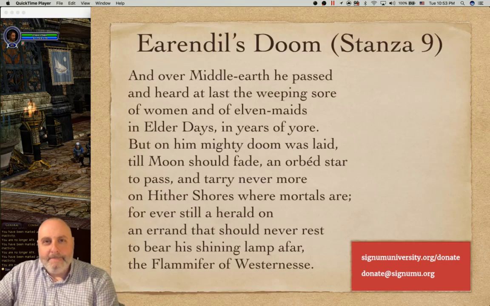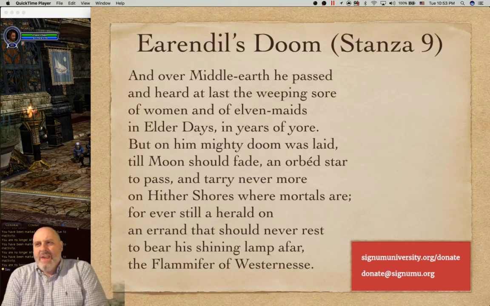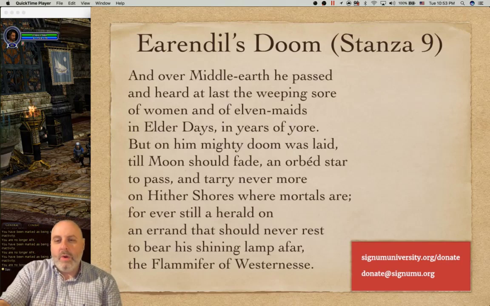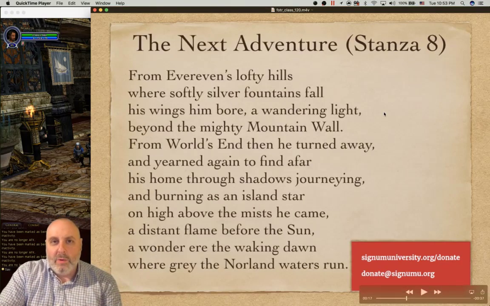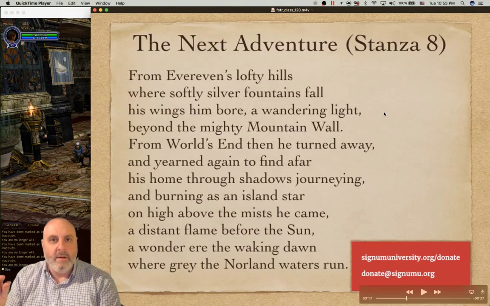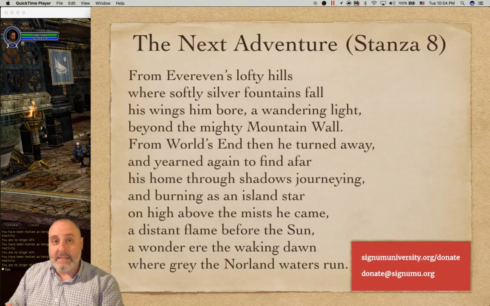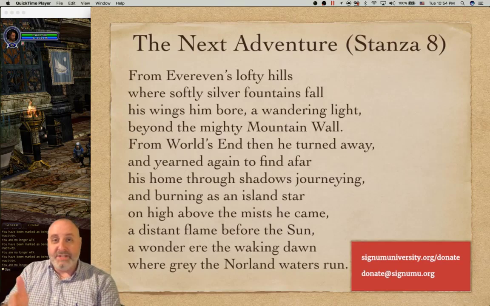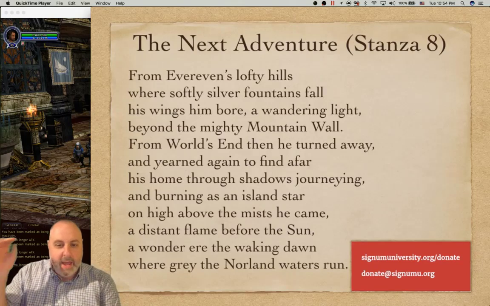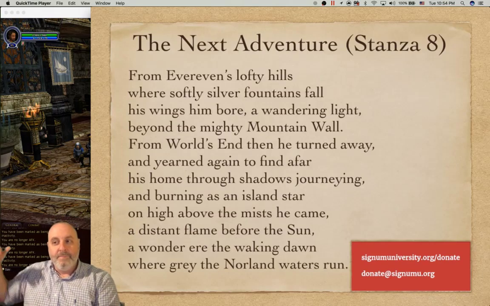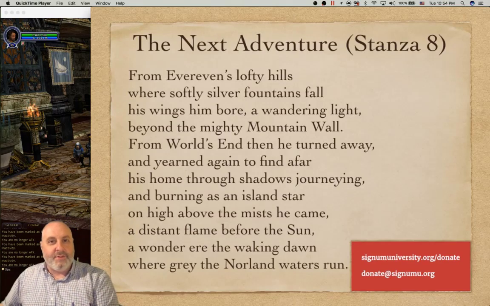What do you make of that line? Isn't that one a little strange? I mean, we've been in the moment there, right? That last sentence in stanza 8, that 8-line sentence, it's all action. Eärendil's doing stuff. He's doing 3 things: he turned away, he yearned again, he came high above the mists. This is an action sequence.